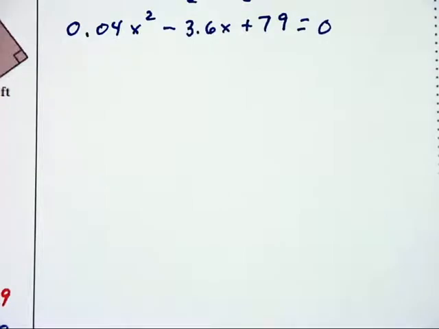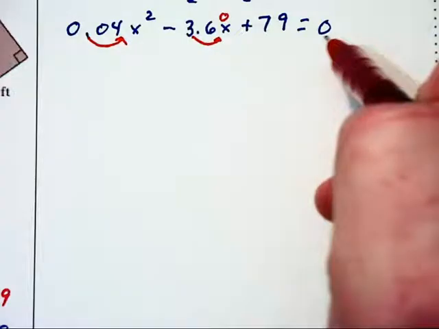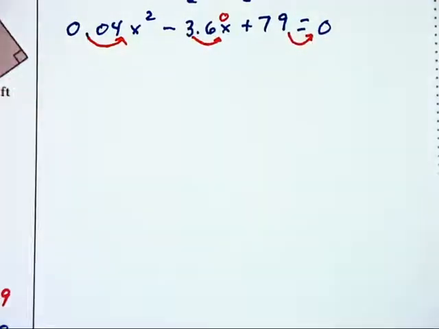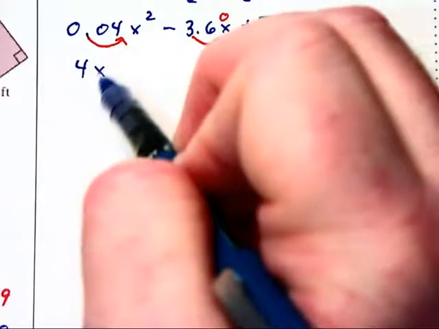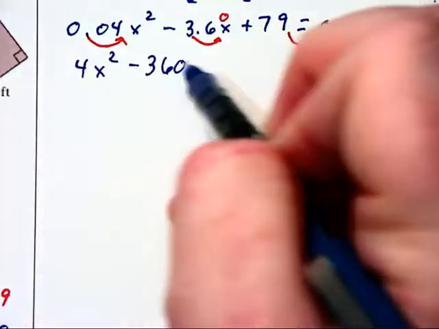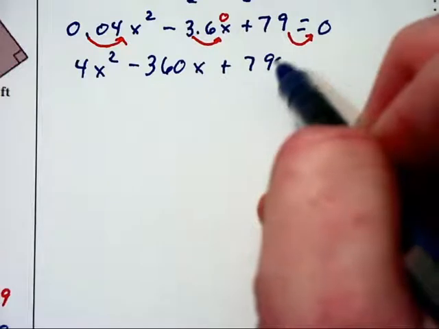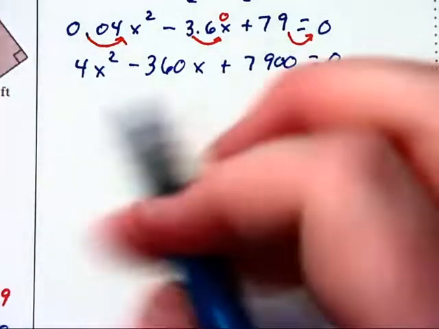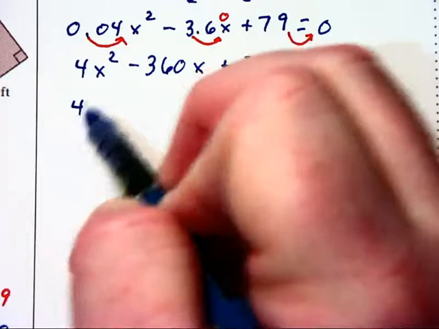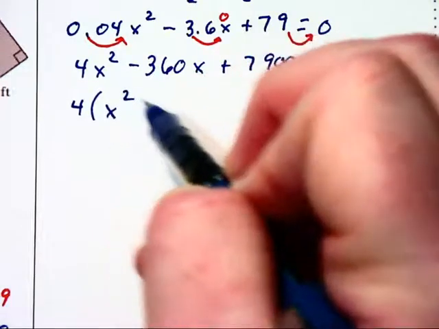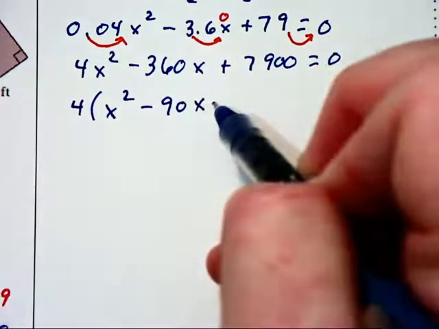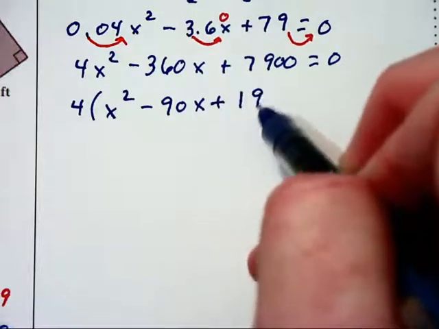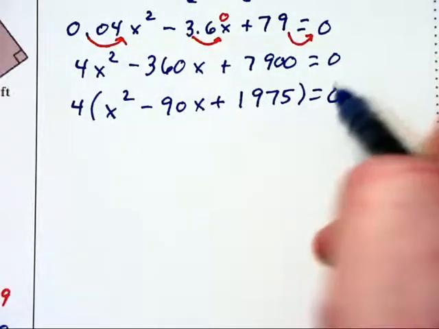I don't think any of us like the decimals, so we will multiply through by 100, inserting zeros as we go, and this will give us 4x squared minus 360x plus 7,900 equals 0. We see a lot of even numbers, and it turns out that 4 goes into all three terms, so let's factor a 4 out. This leaves us x squared minus 90x plus 1,975 is equal to 0.